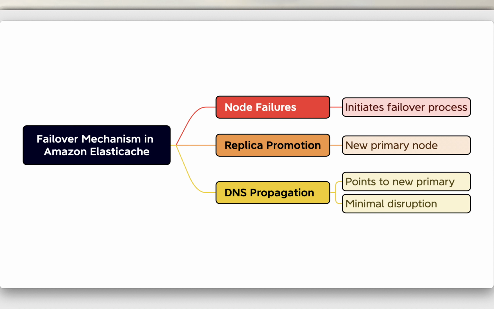Failover mechanism in Amazon ElastiCache. 1. Node failures. When a primary node becomes unreachable or fails, the service initiates the failover process. 2. Replica promotion. A read replica is automatically promoted to be the new primary node. 3. DNS propagation. After the promotion, the DNS entry is updated to point to the new primary node, ensuring applications can continue to operate with minimal disruption.